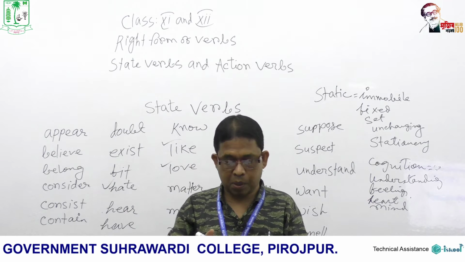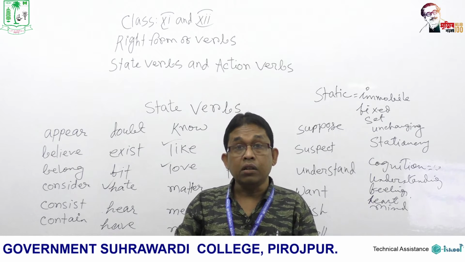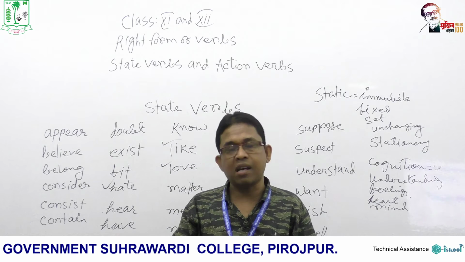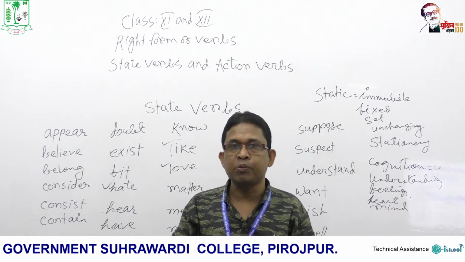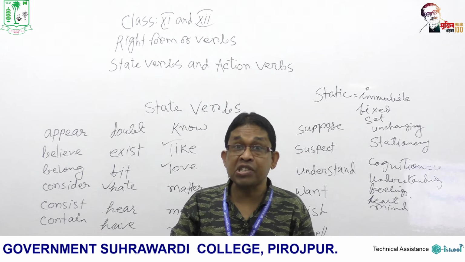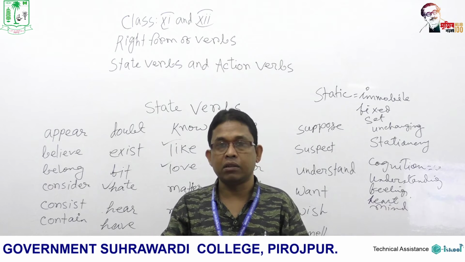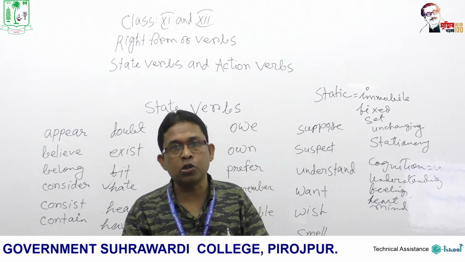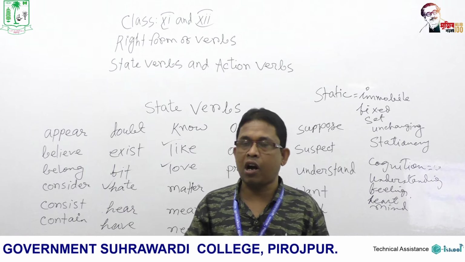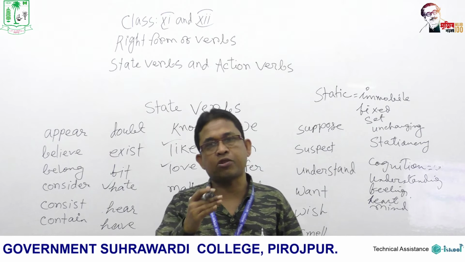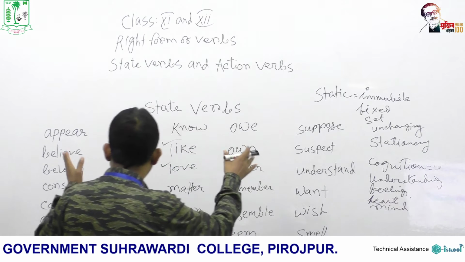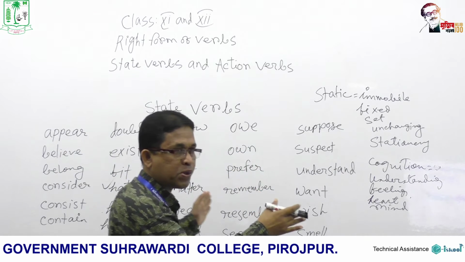So how can we summarize the verbs? There are some verbs which express some states or conditions which are relatively static, that is immobile, and they include our sense of perception, our sense of cognition, our state of being, etc. These are the major state verbs.